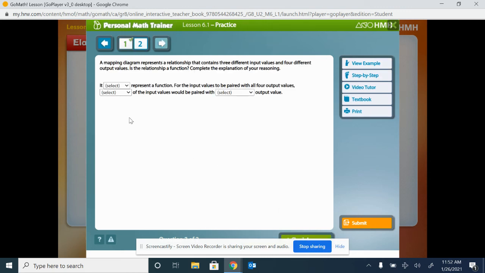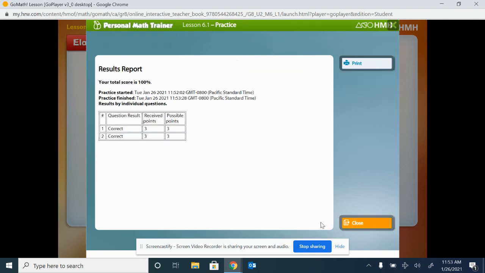So then the next one, it says a mapping diagram represents a relationship that contains 3 different input values and 4 different output values. Is the relationship a function? Completed. Now it says that there's 3 input values and 4 outputs. So that means that one is going to be going to 2 different ones. So it does not represent a function. At least one of the input values has to be paired with more than 1 output value, okay? So I check it and it is correct. Well done. And then I can just submit my answer and I got, right here, 100%.